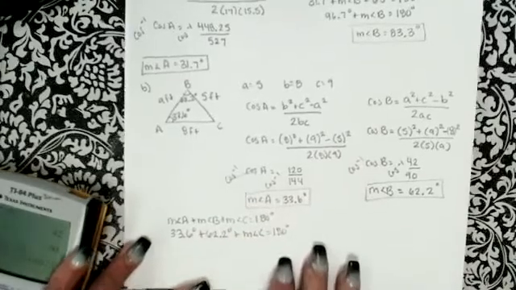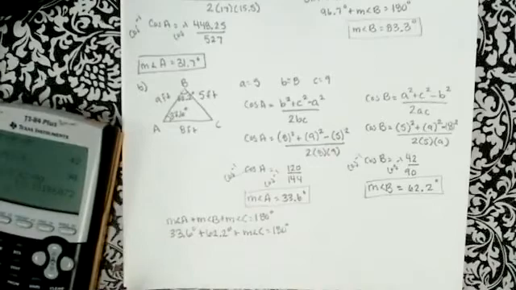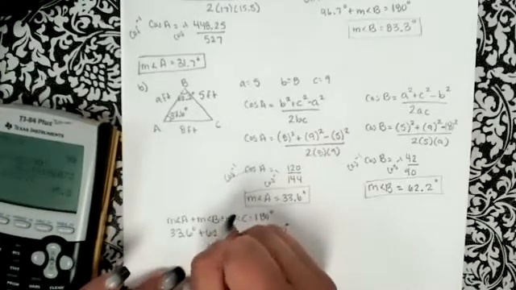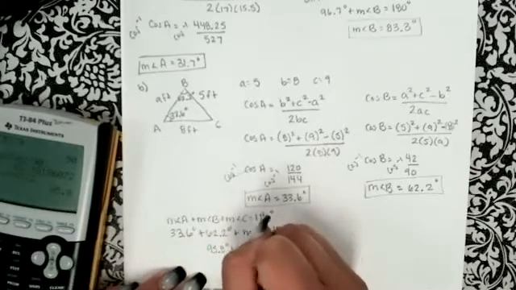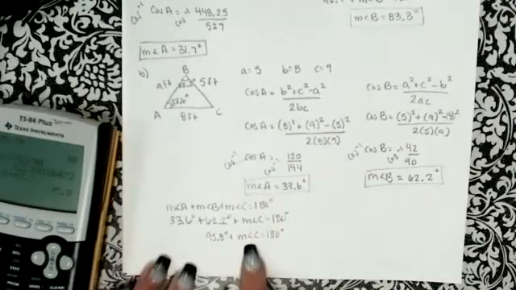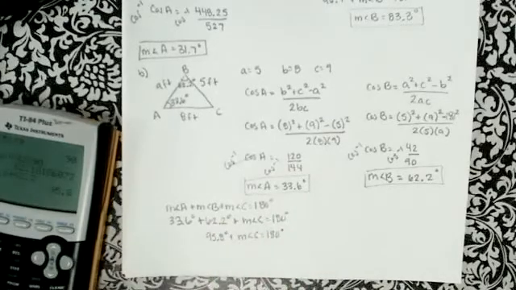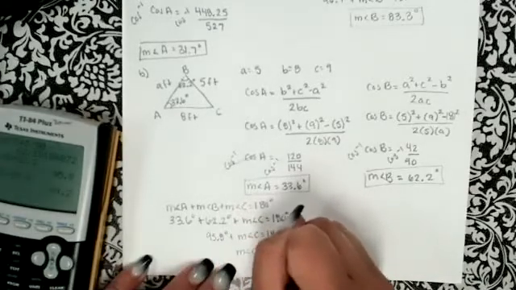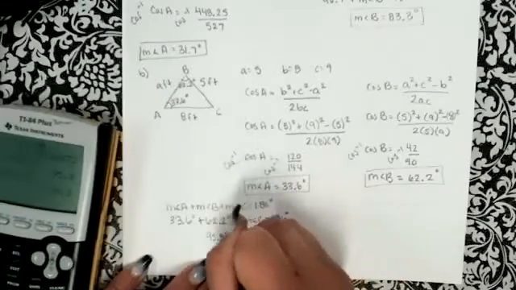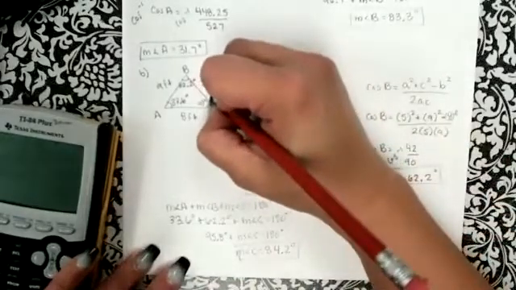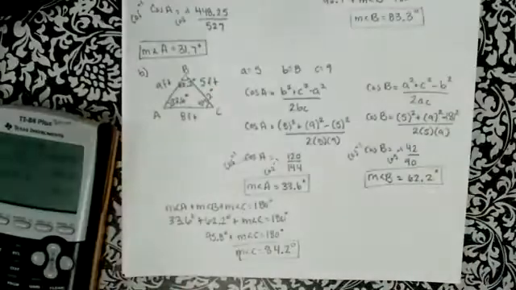So 33.6 plus 62.2, that is 95.8 degrees. I'm still solving for measure of angle C, so I'm going to subtract the 95.8 from both sides. And measure of angle C comes out to be 84.2. And that's it for the notes.